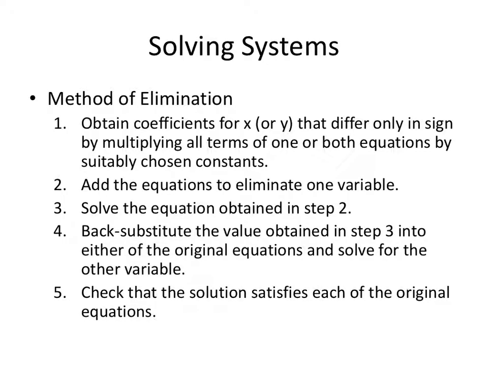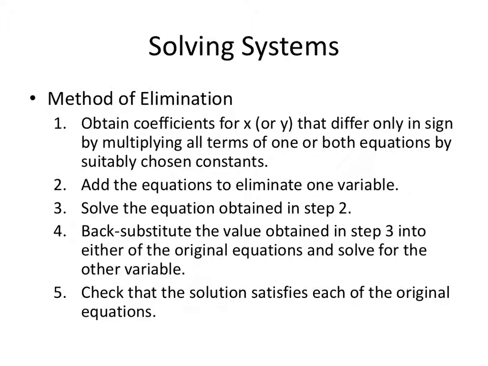So using the method of elimination, first we're going to obtain coefficients for x or y that differ only in sign by multiplying all terms of one or both equations by suitably chosen constants. Now this suitably chosen is probably the hardest part of the method. Notice differ only in sign means maybe I want to make them both 10, but one a positive 10, one a negative 10. And the reason for that is because step 2, add the equations to eliminate one variable, hence the name of the method. Step 3, solve the equation obtained in step 2, back substitute, and check our answers.